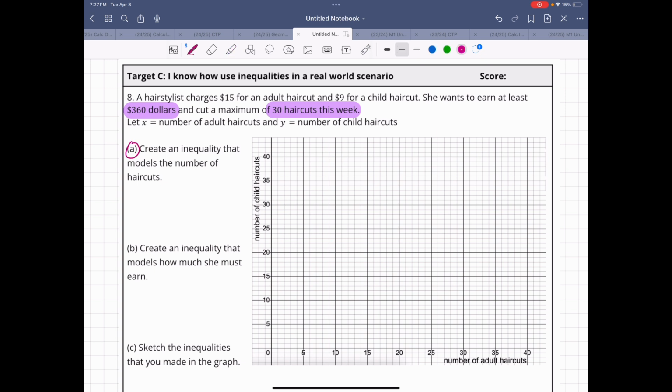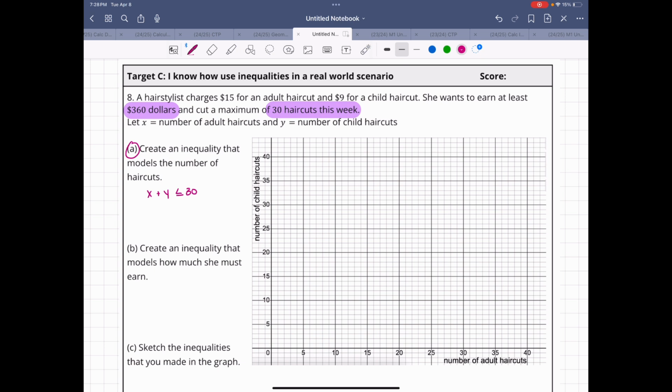Part A says the first inequality that we want to create models the number of haircuts. So some number of adult haircuts, which represents X, plus some number of Y haircuts that represents children, should be less than or equal to 30. So she can do 30, but she can't do 31. But she can do 15, 16, 17. That all works within her constraints. So that is going to be our first inequality.